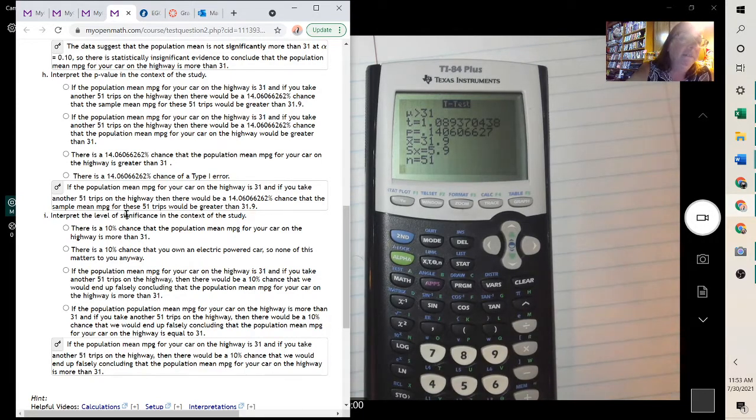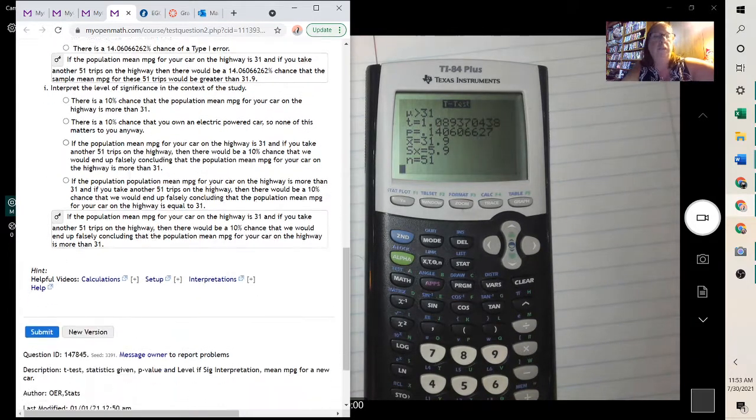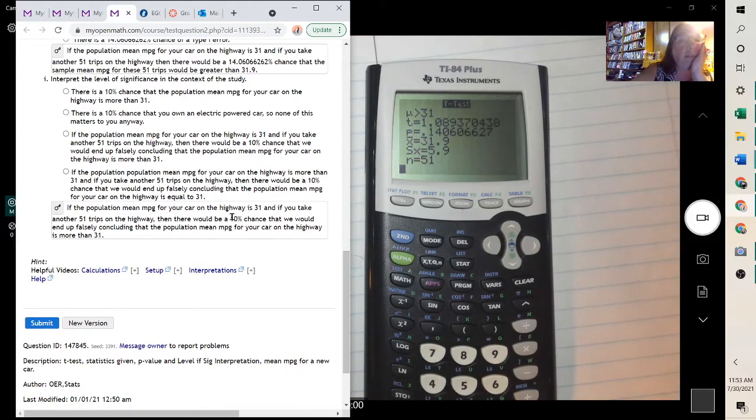The significance level, remember that was 0.1, changed to a percent is a 10% chance that we would end up falsely concluding that the population mean of your car is more than 31. So the alpha tells you the chances of being wrong, falsely concluding.